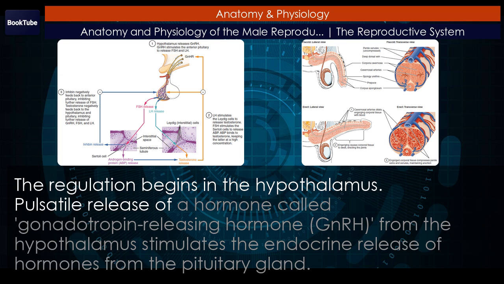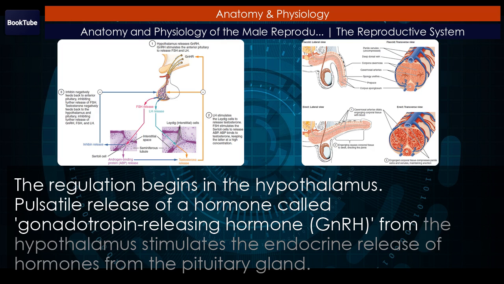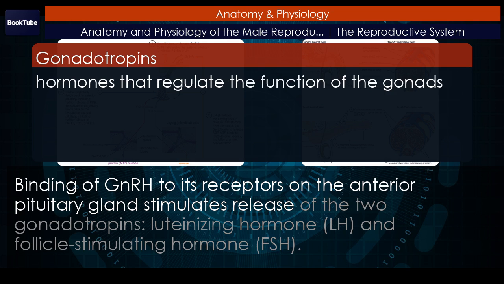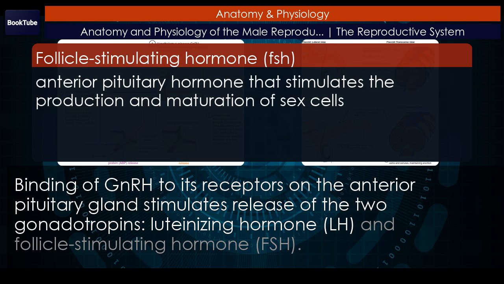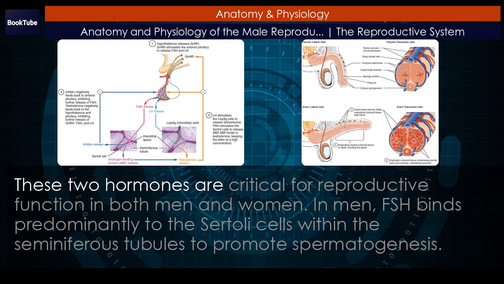Pulsatile release of a hormone called gonadotropin-releasing hormone, GnRH, from the hypothalamus stimulates the endocrine release of hormones from the pituitary gland. Binding of GnRH to its receptors on the anterior pituitary gland stimulates release of the two gonadotropins, luteinizing hormone, LH, and follicle-stimulating hormone, FSH. These two hormones are critical for reproductive function in both men and women.